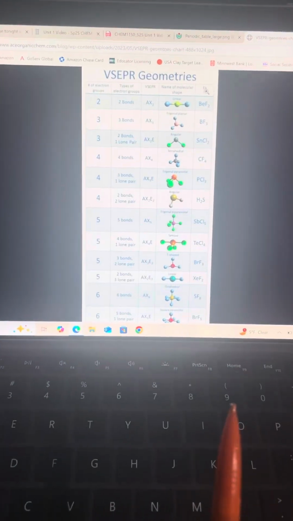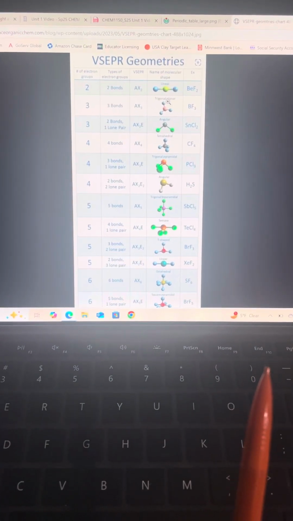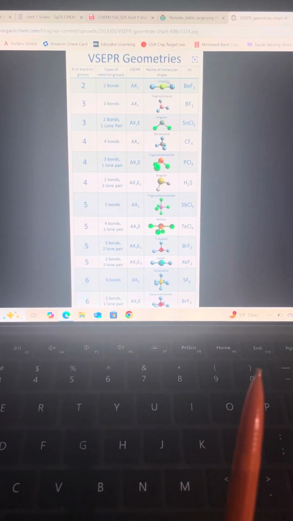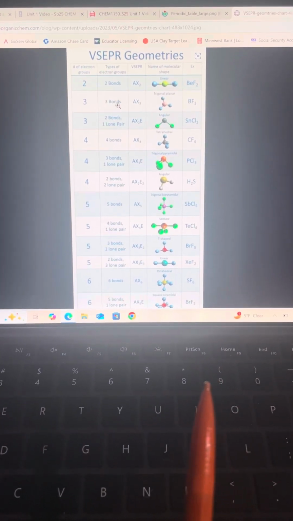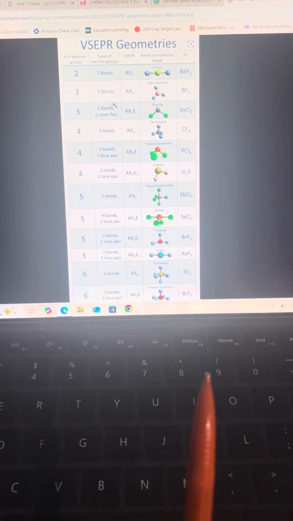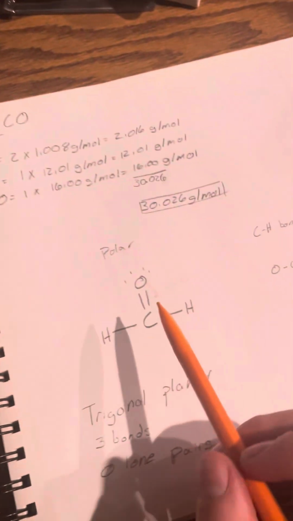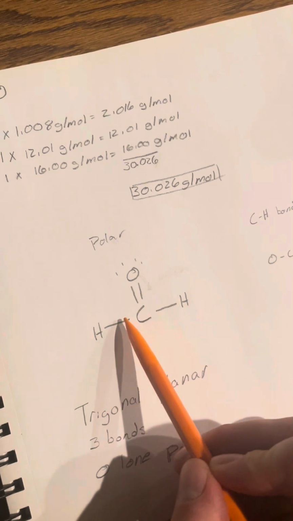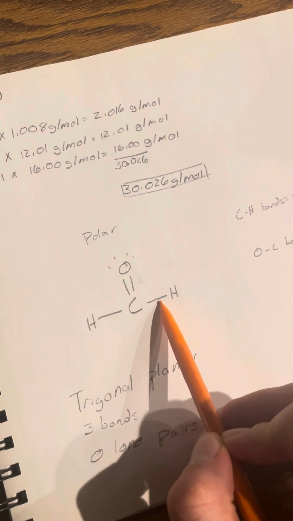I found that off this table where it has trigonal planar right here, and it has 3 bonds, and this one says 1 lone pair, this one has no lone pairs. So 3 bonds, 0 lone pairs. And this middle element has 1, 2, 3 bonds and no lone pairs, so it is trigonal planar.